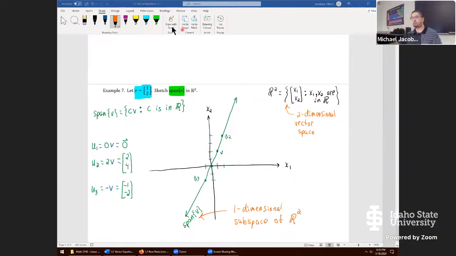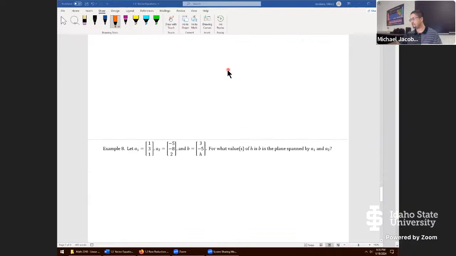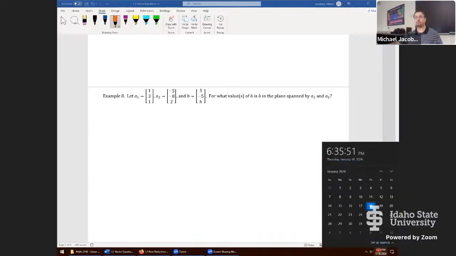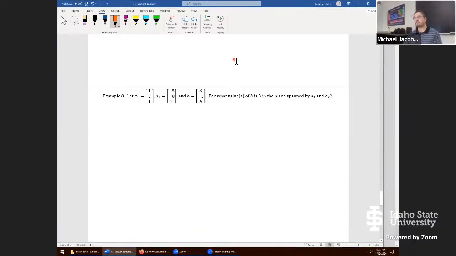Okay, well, let's take a look at where we're at so far. I have our example 8. This one looks like it's the last one from the notes. I think we're well positioned to take our time with this one and get through it. So we have two vectors, a1, a2, and a third vector b, 3, -5, h.